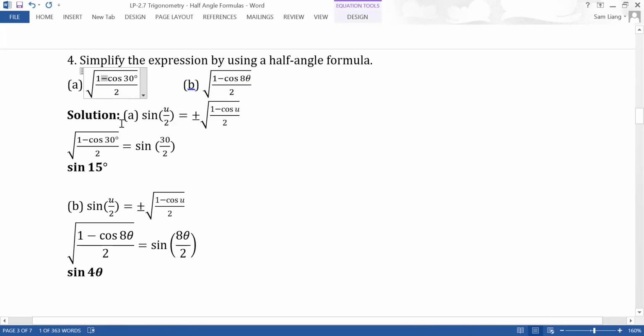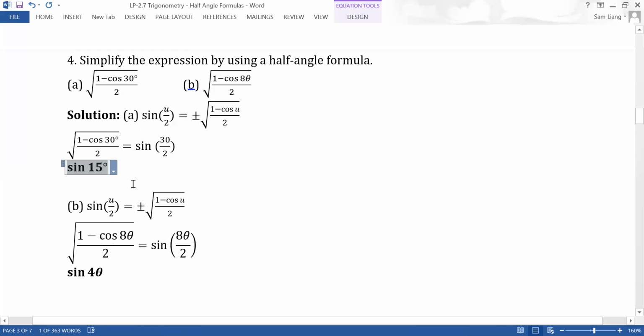As we see from here, square root of 1 minus cosine 30 degrees over 2, the value of u here is going to be 30 degrees. So just plug in u here. So sine of 30 degrees divided by 2 is sine of 15 degrees. So our first answer is sine of 15 degrees.